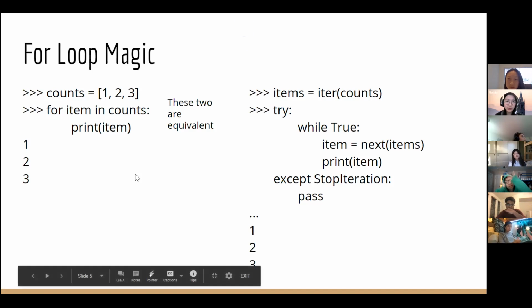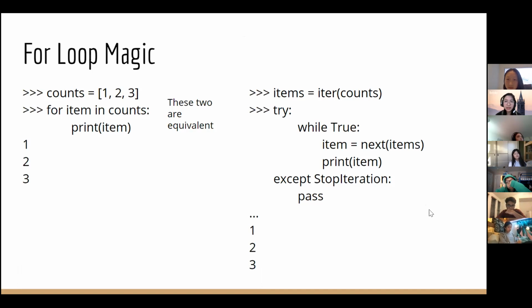This is exactly equivalent to this code on the right, which is actually the magic behind the for loop. I think this was in the textbook. I don't remember if it was in the lecture, but I think it's pretty cool. For looping over an iterable is the exact same thing as, first of all, creating an iterator out of that iterable, which is just calling this iter function over here. So you create this items iterator, which is an iterator over this counts iterable object.